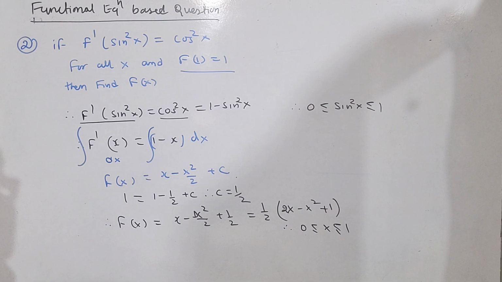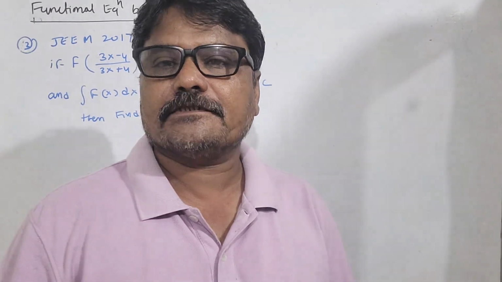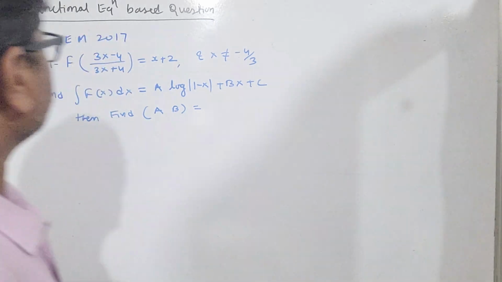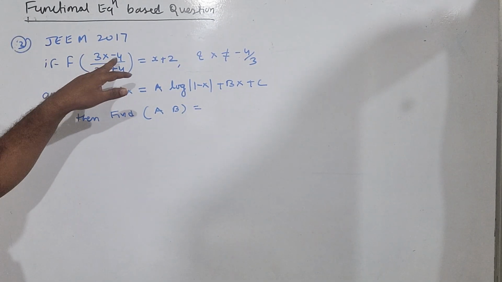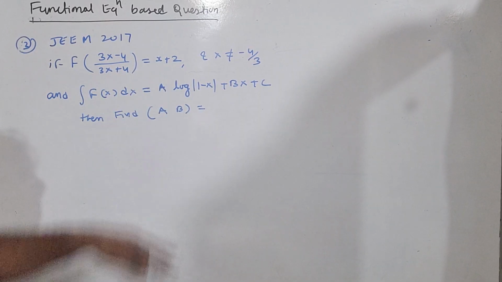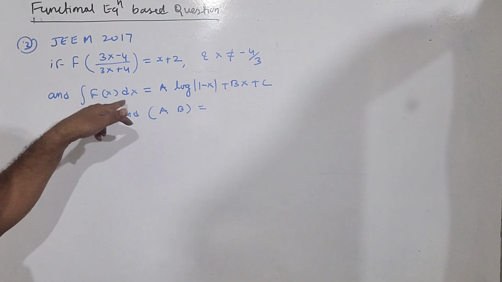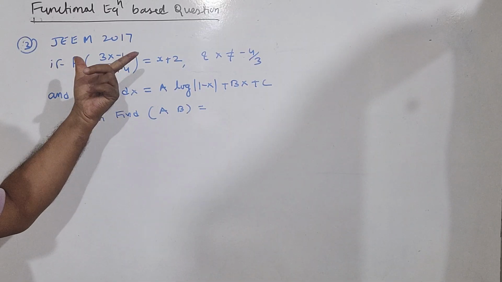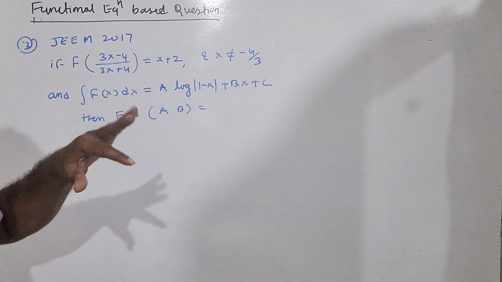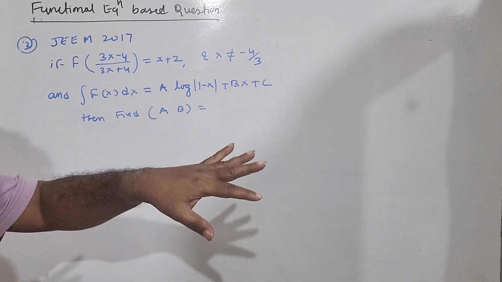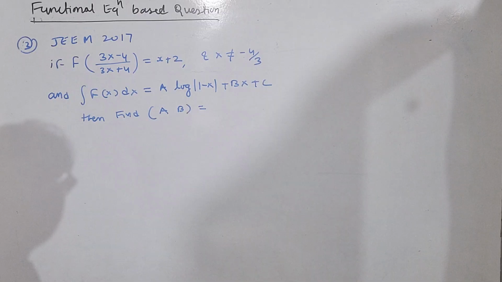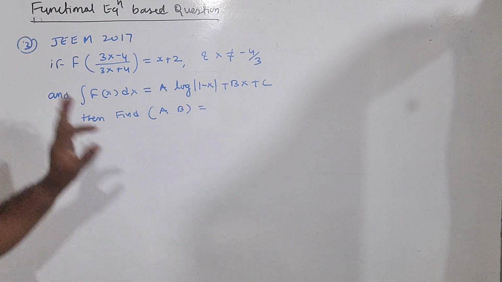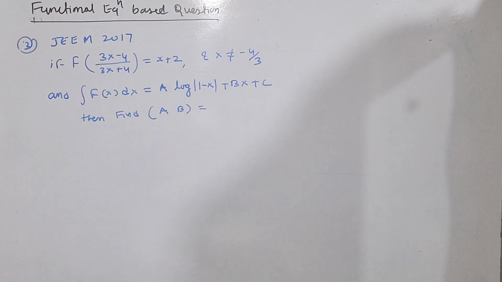Now coming to this PYQ, JEE Mains 2017. If f of (3x minus 4) divided by (3x plus 4) equals x plus 2, find the integration of f(x) dx. This means from here you have to find f(x) in a standard form. That is, what is the input, and according to that the output must be there. Here the input is (3x minus 4) over (3x plus 4), and the output is x plus 2. So I cannot find a direct relation between input and output. Therefore we have to write it in its standard form.